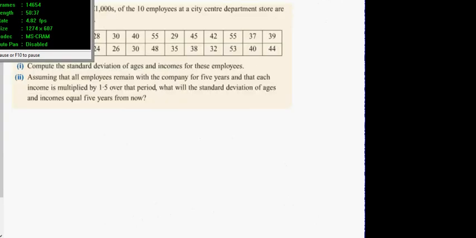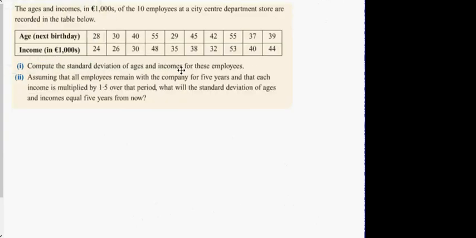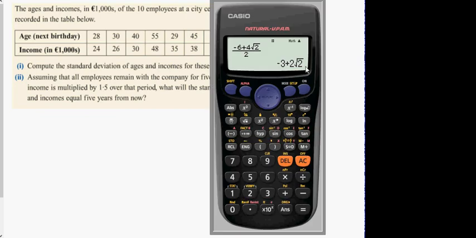Alright. Now, compute the standard deviation of ages and incomes for these employees. Now, what I can do is, I showed you before, we can just do them singly if we want. As in, I could do it the way I did earlier. But what I can also do is do 2 variables if I want. So I can actually do them simultaneously.